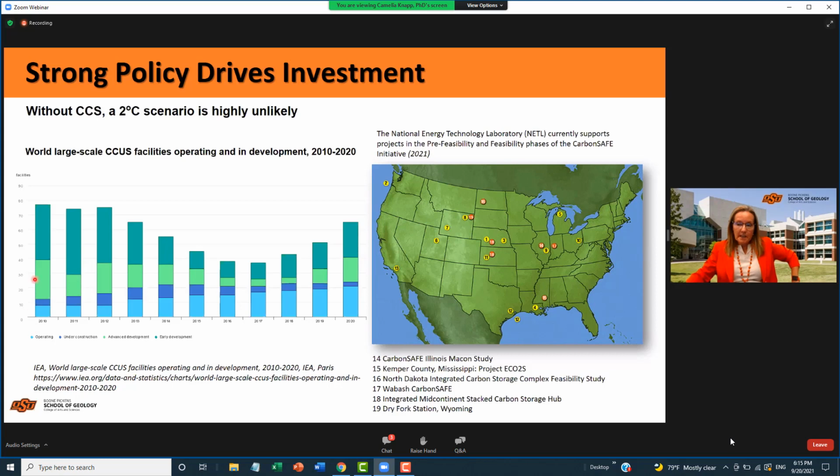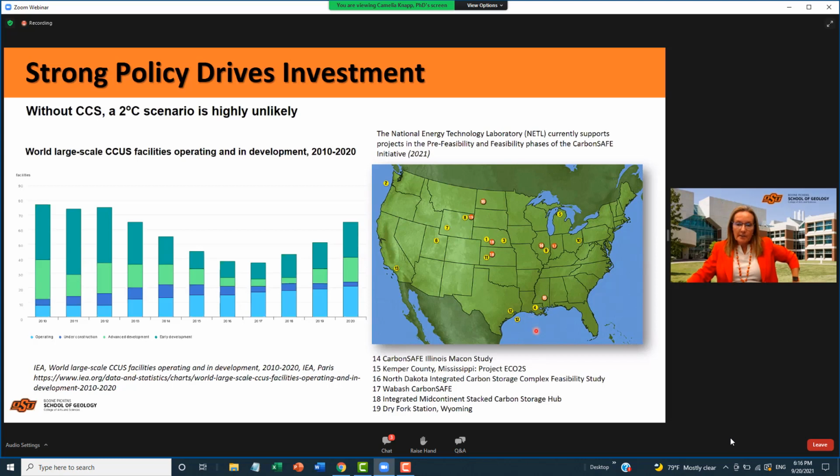So here on the left side shows the world's large-scale CCUS facilities operating and in development worldwide between 2010 and 2020. And in 2020, there were 21 operating facilities, 3 under construction, 17 in advanced development, and 24 in early development.